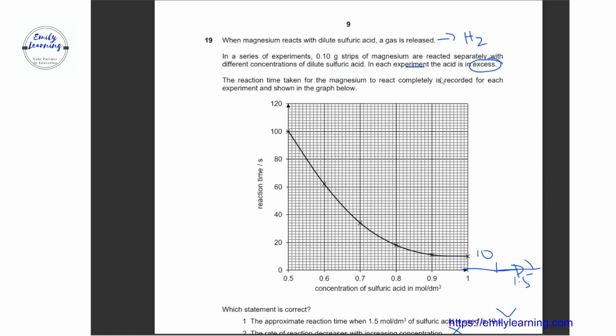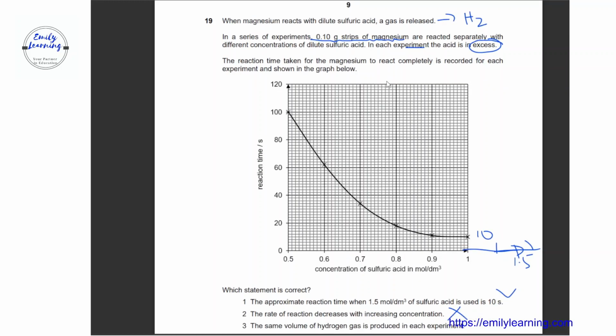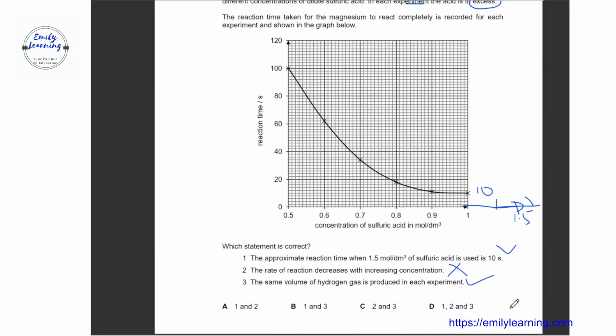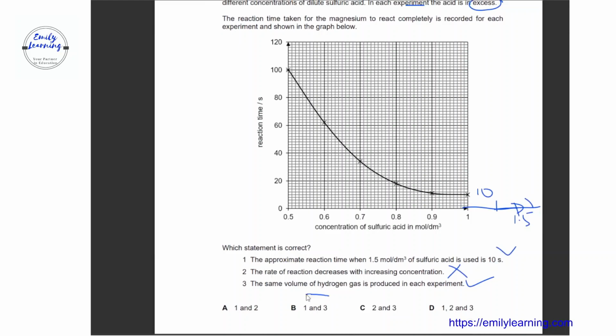Because the acid is in excess, what determines the volume of hydrogen produced, or what determines the amount of product? Well, it is the other reactant. The limiting reagent determines the amount of product that is being formed. And the limiting reagent is magnesium, and throughout the experiment, we always use 0.1 grams of magnesium. We did not change. So therefore, the volume of the product, which is hydrogen, formed will always remain the same. So therefore, for question 19, statements 1 and 3 are correct. So the answer is B.